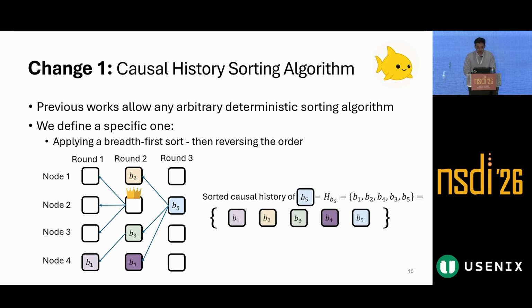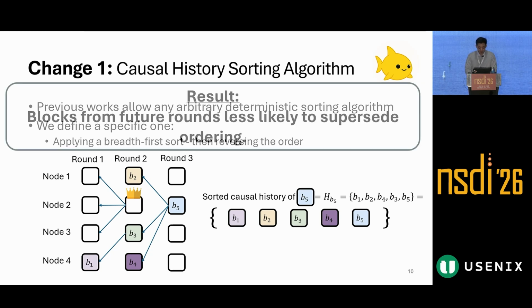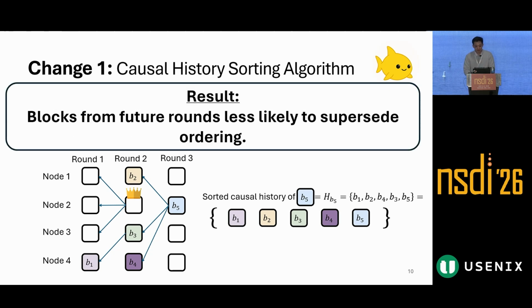Lemonshark sorting is nothing new. We simply use a simple breadth-first sort and then reverse the order. So in this particular case, here's a sorted causal history for block B5, which places blocks B2, B3, B4 after B1, simply because B1 is from an earlier round. This ordering minimizes the chance that blocks from future rounds will be ordered before blocks from an earlier round for execution.